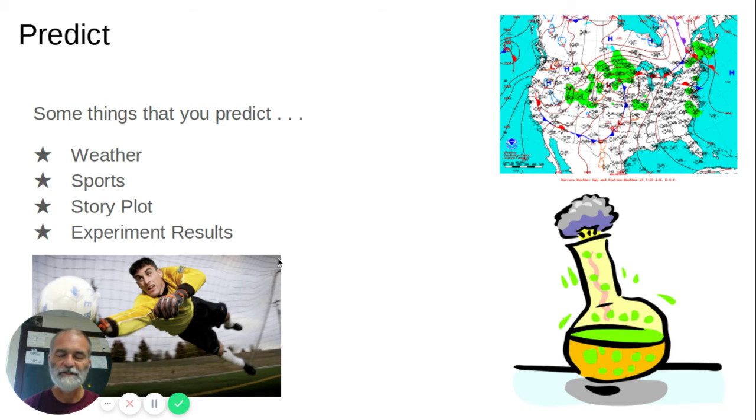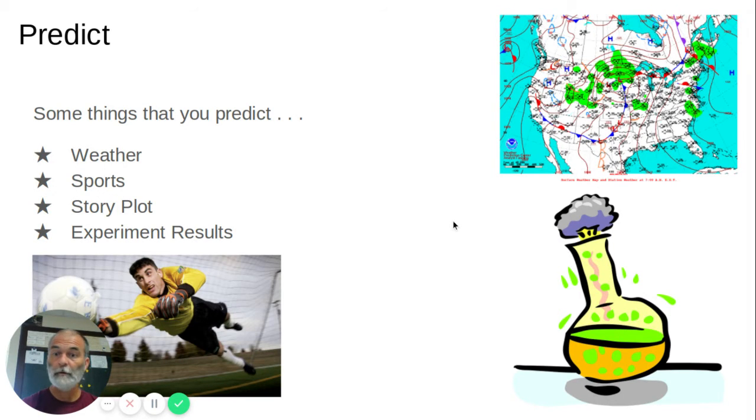So here are some prediction things. You can predict the weather. You can predict what's going to happen in sports. You might predict what's going to happen in the story that you're reading, or an experiment. You might predict the results, although usually we don't call that a prediction. Usually we call that a hypothesis.